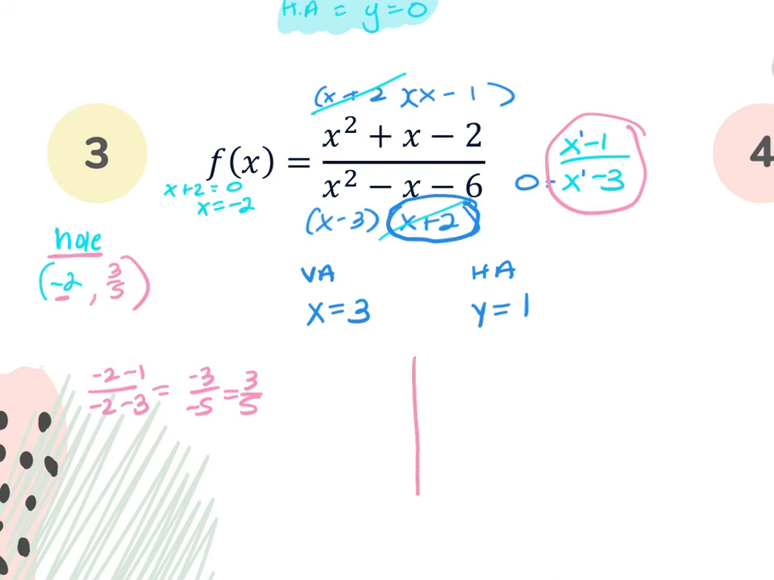So when I go to graph this, just so you can get an idea, I'll have a vertical asymptote at 3, a horizontal asymptote at 1, and then there's going to be a hole at negative 2 and 3/5. So my graph is going to come through here, but there's going to be a hole in it, and then continue, and then the graph would also go there.